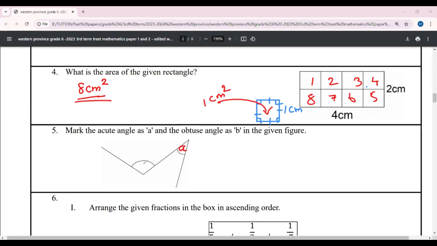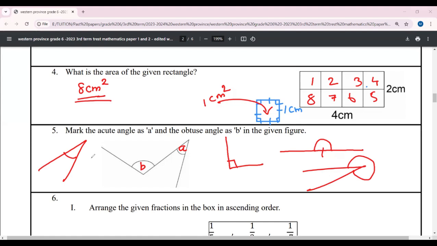Okay, mark the acute angle as A and the obtuse angle as B. Here, this is the acute angle. This is the obtuse angle. There are some kinds of angles. Here, this is obtuse, this is acute. And if you get something like this, it is the right angle. And if you get something like this, we call this straight angle. And if you get something like this, we call this reflex angle, right? Those are the types of angles we have. So if we have something like this, we call this acute angle, right? Okay, let's go to question number 6.